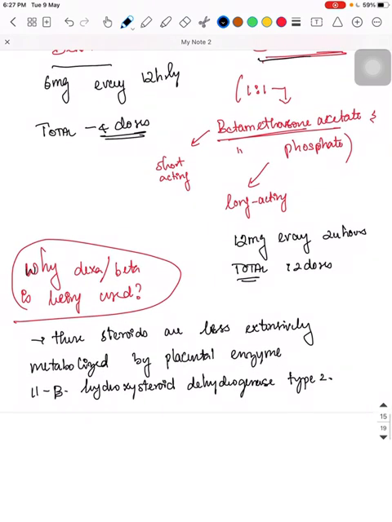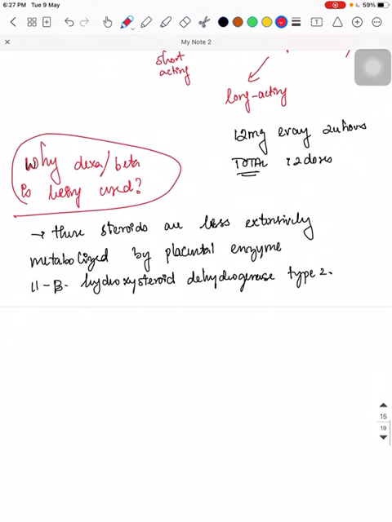Now what is the contraindication for giving these antenatal corticosteroids? There is only one contraindication: chorioamnionitis. It is the only contraindication for giving antenatal corticosteroids. Okay. Next we will talk about the important considerations for antenatal corticosteroids.